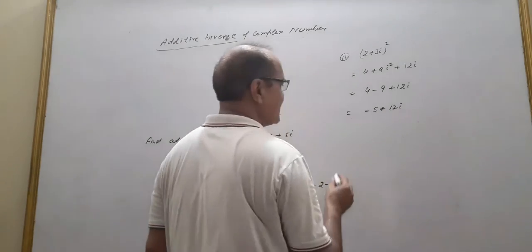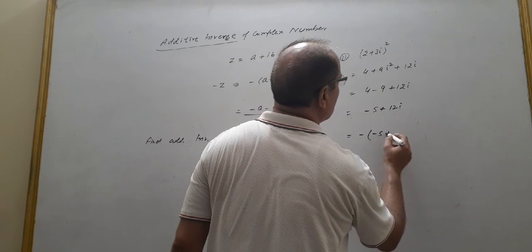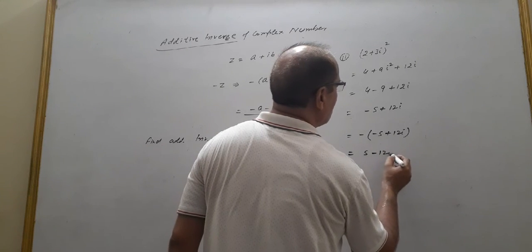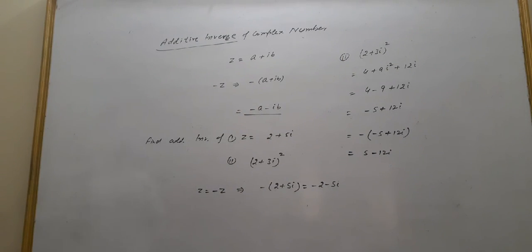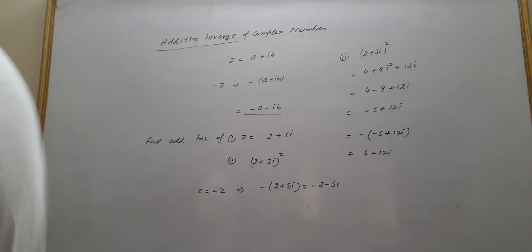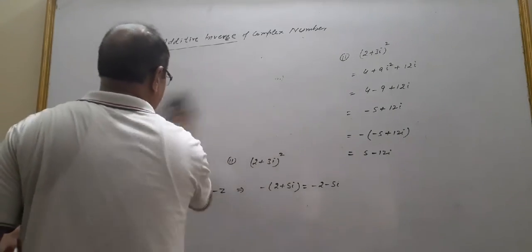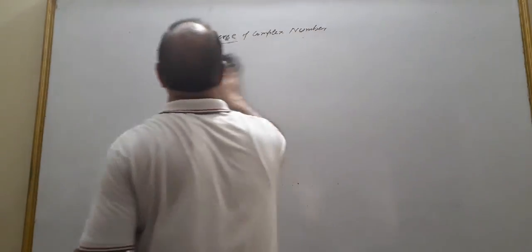The problem is to write its additive inverse. So the additive inverse of this is minus of minus 5 plus 12 iota. That is equal to 5 minus 12 iota. So this is the way to write the additive inverse of any complex number. First of all, you have to solve them. Write in the standard form, then write its additive inverse.